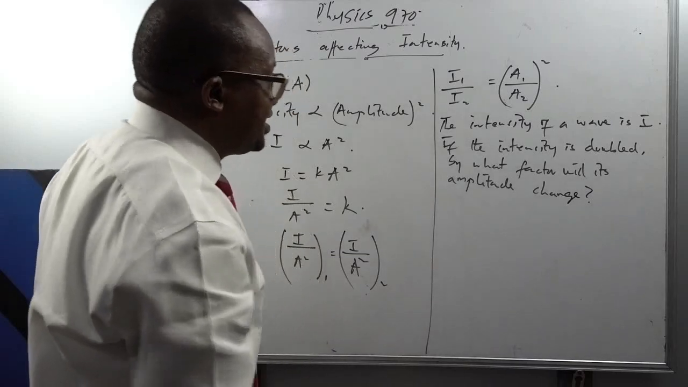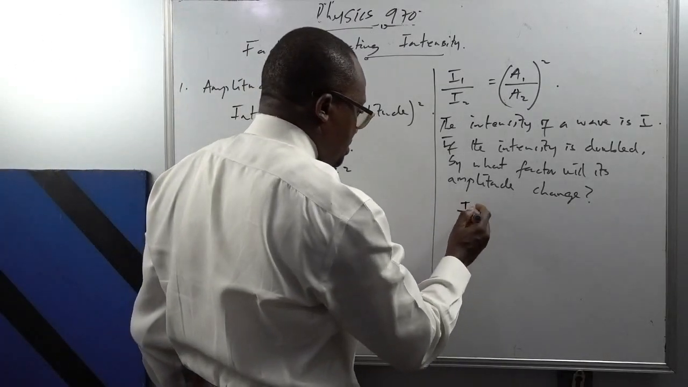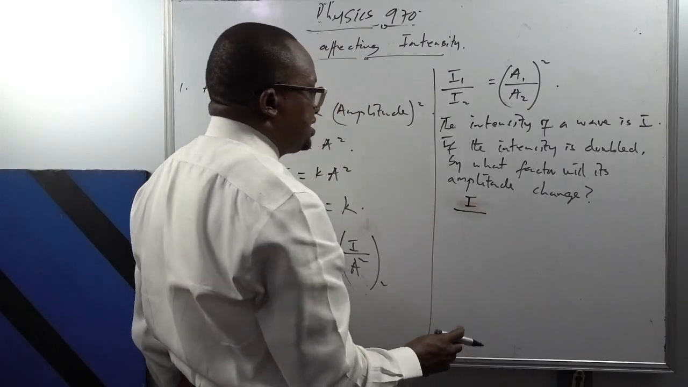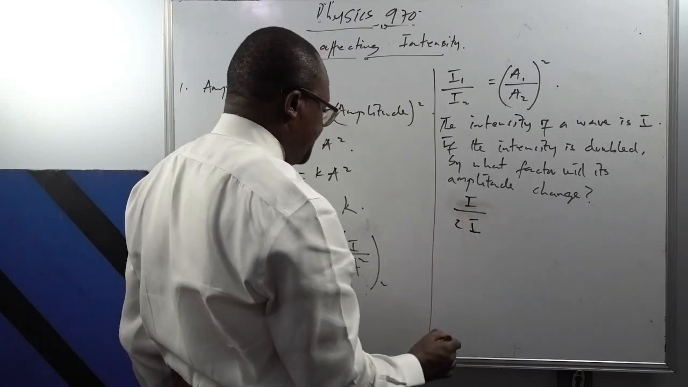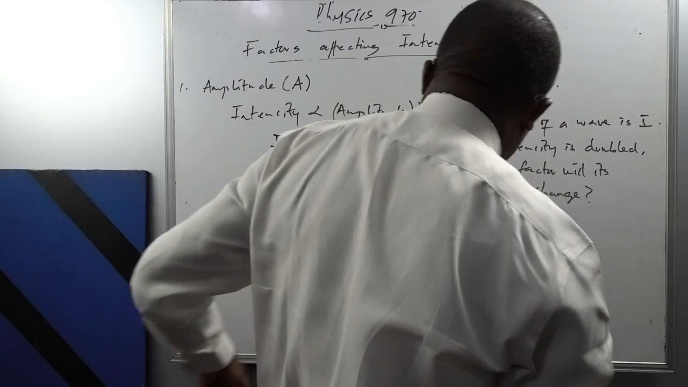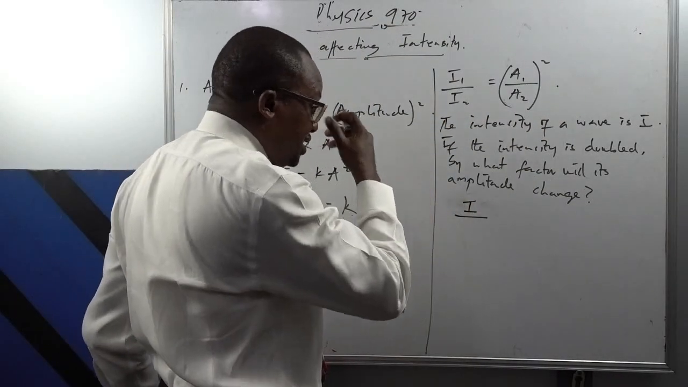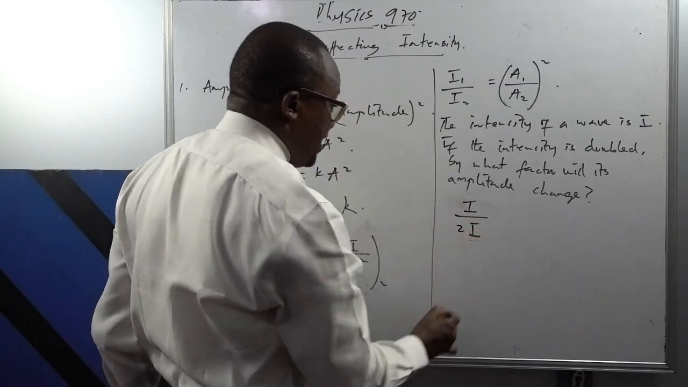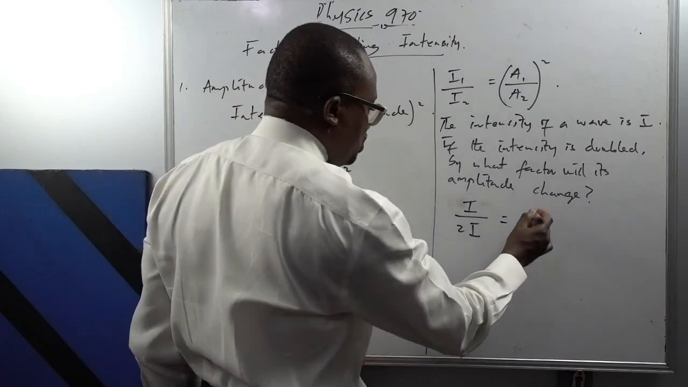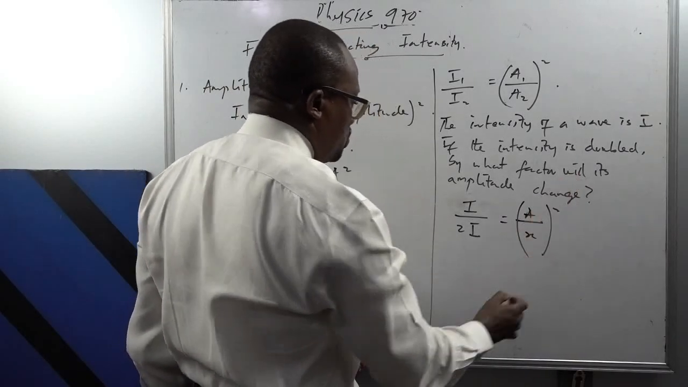So we are told that the intensity of a wave originally is I. The intensity is then doubled to 2I. By what factor would the amplitude change? Let us say the initial amplitude is A. We don't know the new amplitude. Let's call it X. All squared.